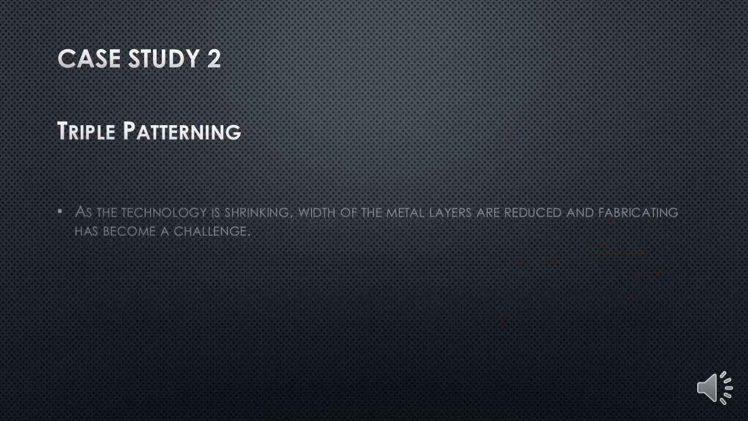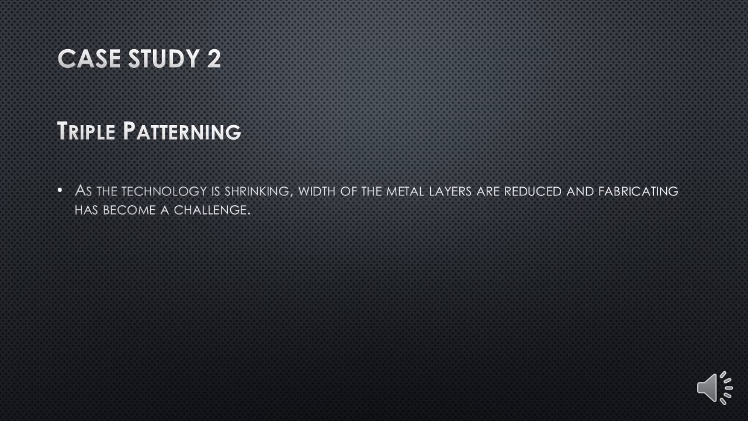So the next one is the triple patterning. As the technology node is shrinking, earlier we might have had a metal with this much thickness. But as the technology node shrinks, the width might shrink even further. So it can become like this, or if we go to a lower technology node, it can be just a simple line like this. That means the width of the gates or the metals which we use is reduced.